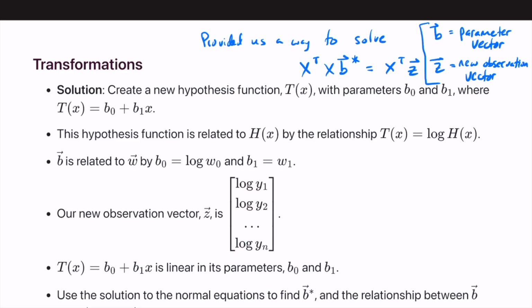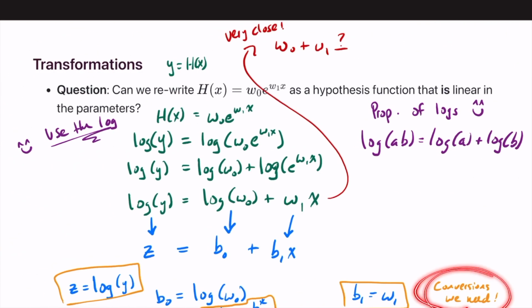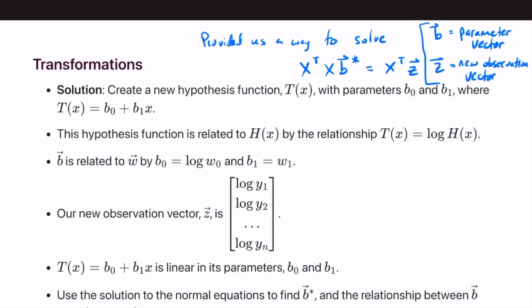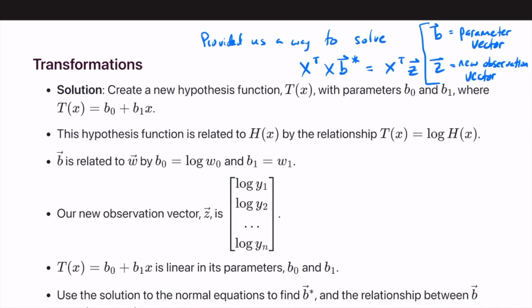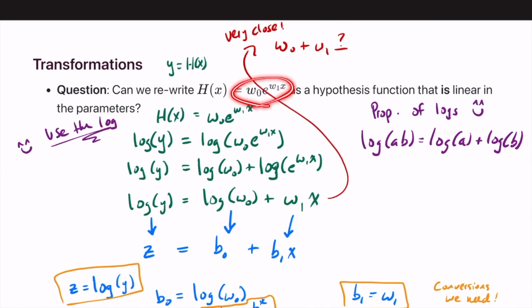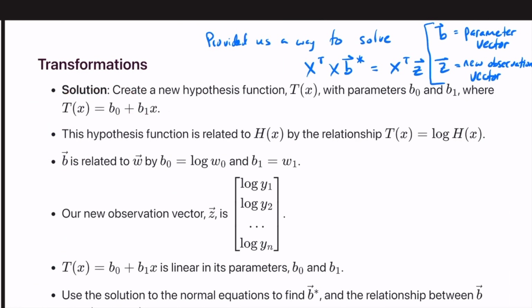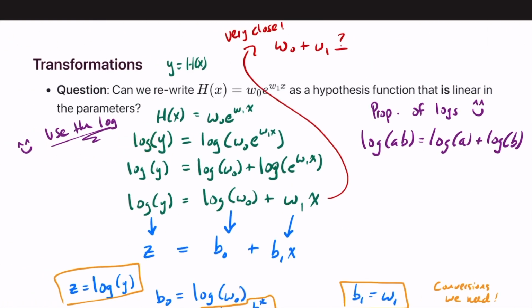So this is why this conversion for these three things is crucial, because those have to be applied into the normal equations that we're solving. So into our observation vector and into our new parameter vector. And that's part of this new hypothesis function that holds these beta coefficients. Because this form right here is exactly what we were looking for. And we fit this into this new form by adding the logs.